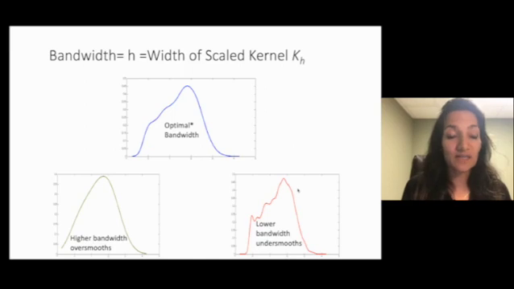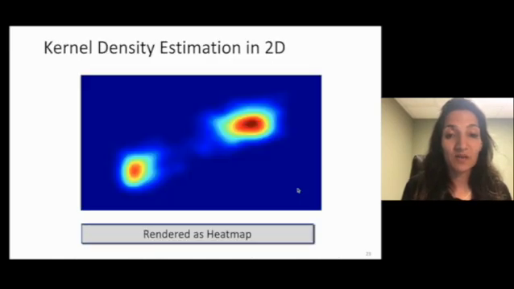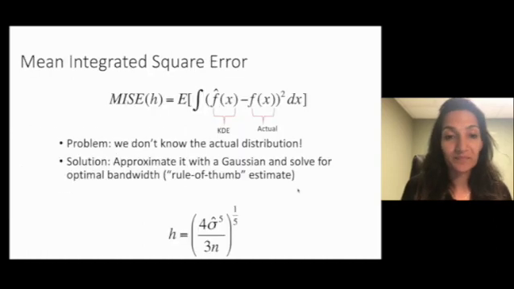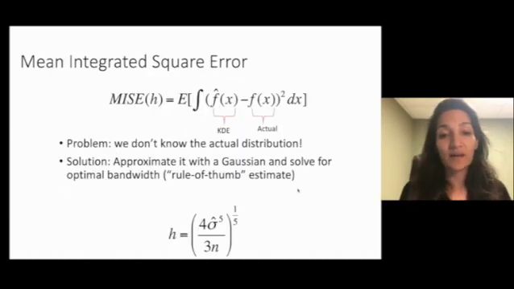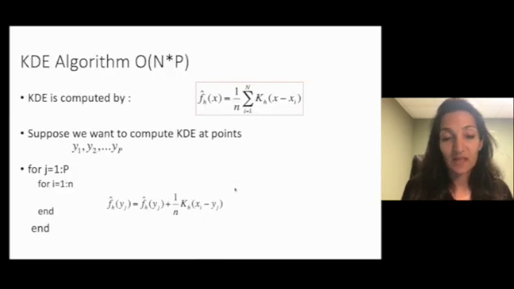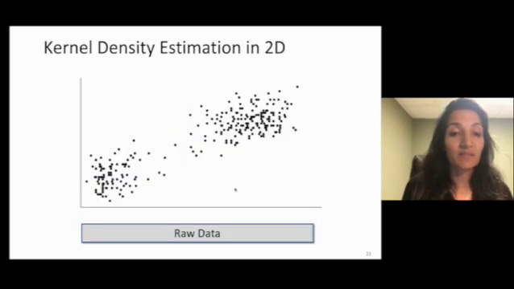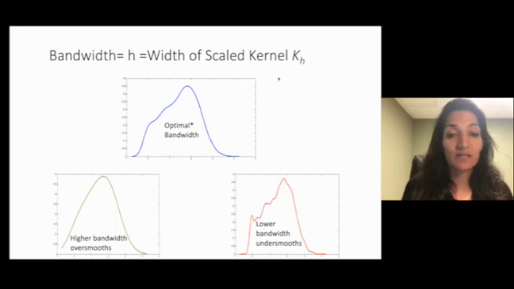There are heuristics for deciding that. One of them is called the Silverman's rule of thumb. And the Silverman's rule of thumb pretends the entire distribution is a Gaussian and solves for its optimal bandwidth using this formula here. And how does that work? It basically gives you something that would be an optimal bandwidth had your data been distributed as a Gaussian, which is usually pretty reasonable.